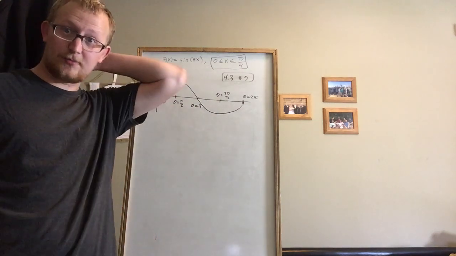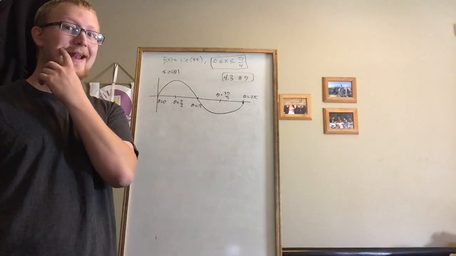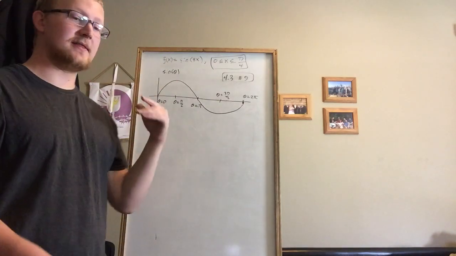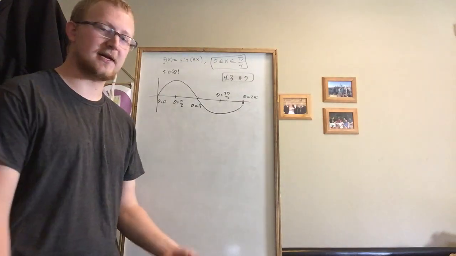Alright, this is section 4.3, problem number 9. We're looking at f of x equals sine of 8x, and we're trying to find the extreme points, critical points, local max, local min, etc.